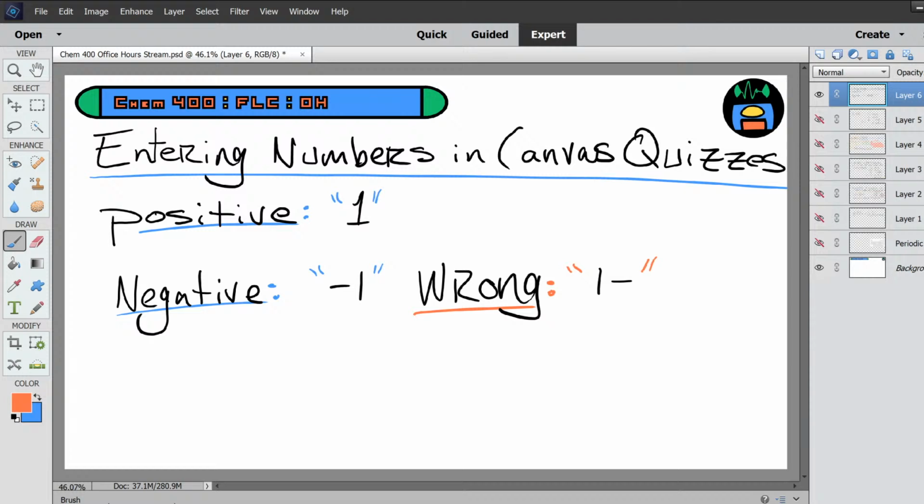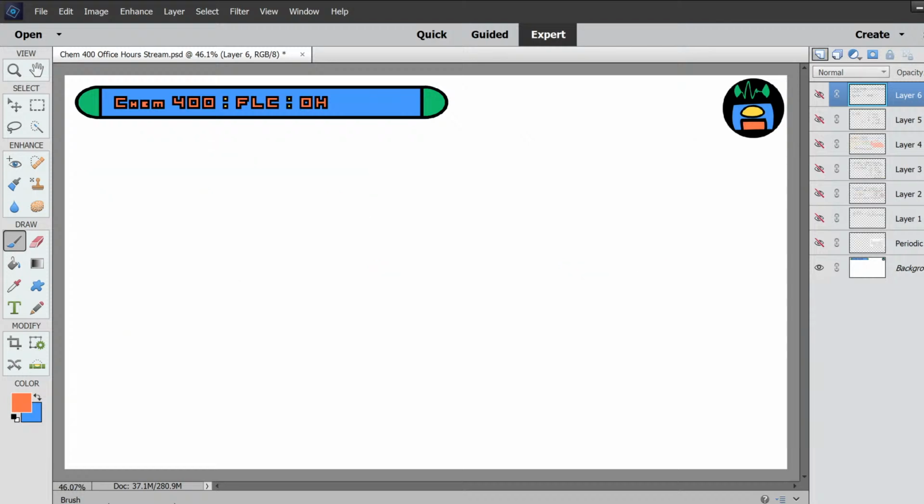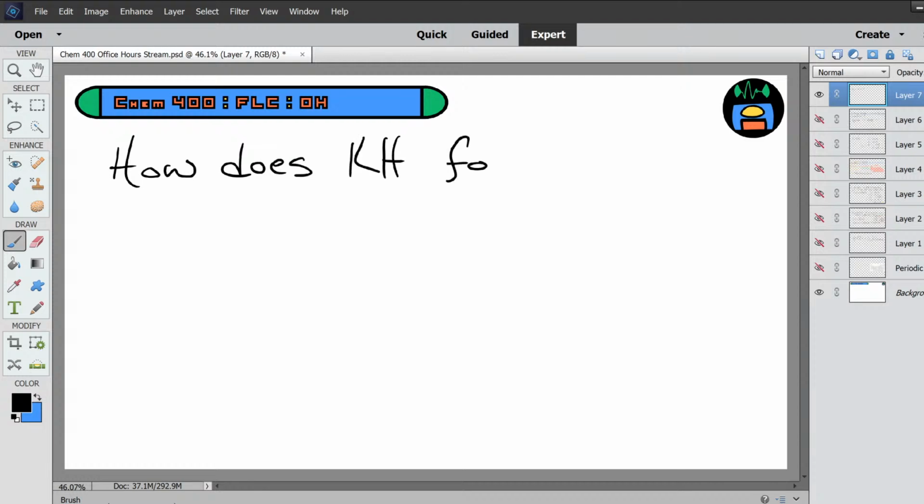Okay. I had a question from a student asking, how does KH form?